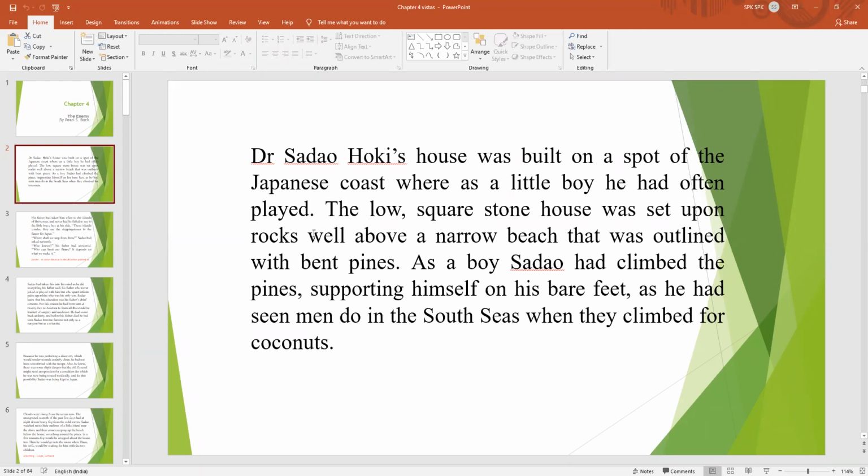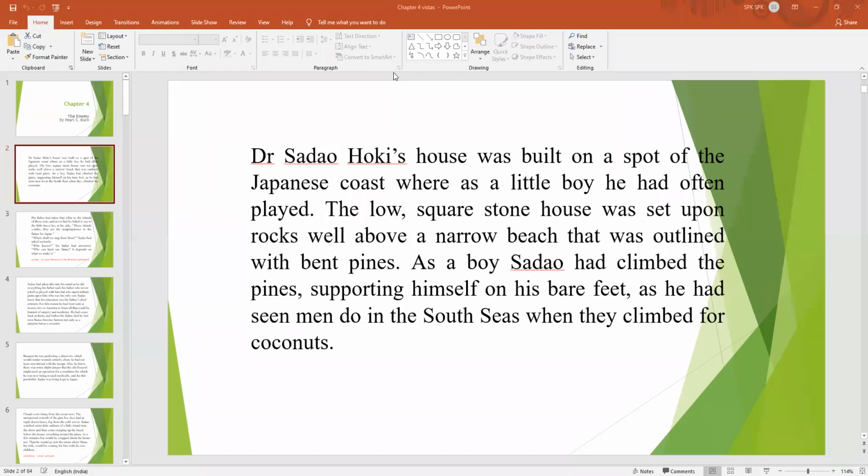The house had a low height and was made of stone, and it was set upon the rocky peak, which had a boundary line made with pine trees. Pine trees that were tilted towards one side. These pine trees are tilted towards one side.